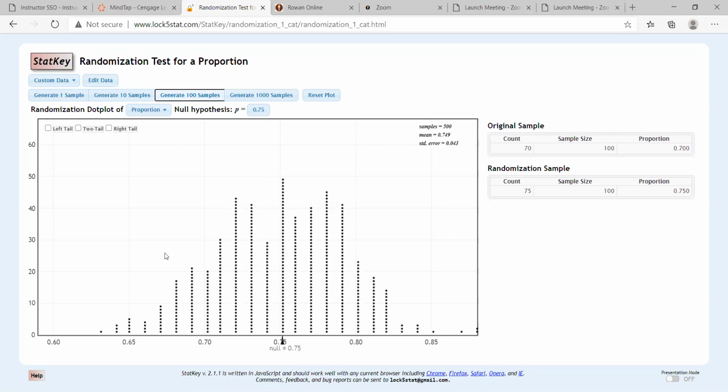So these are the randomization samples, right? These are just randomized samples. Each one of them is size 100. Each one of them will have a different count with a different proportion.